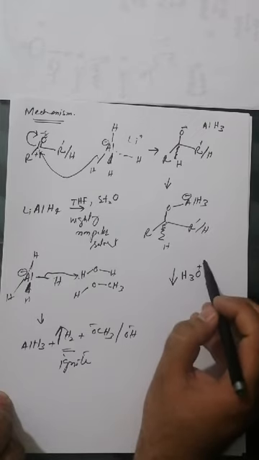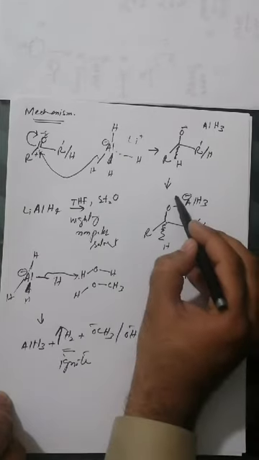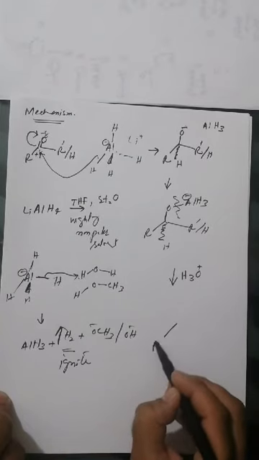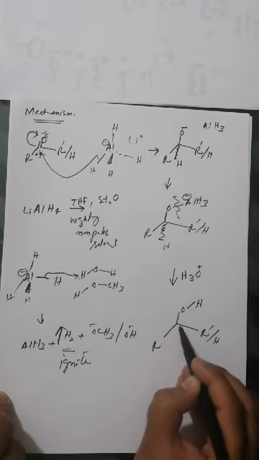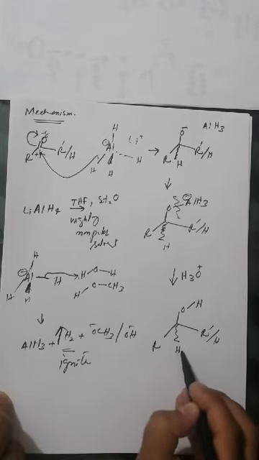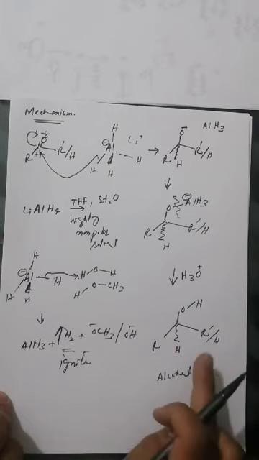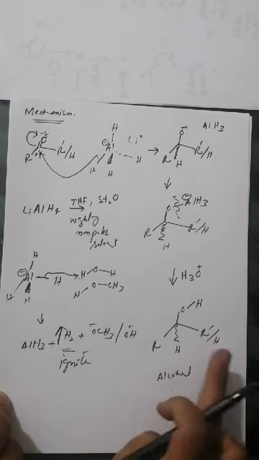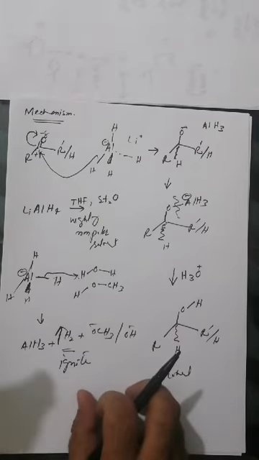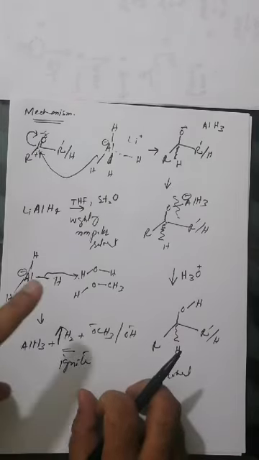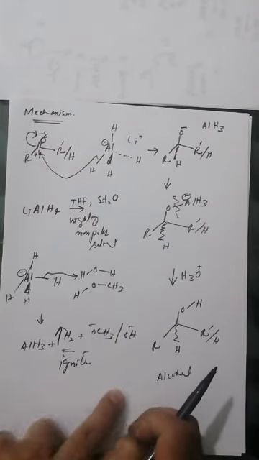So what happens when you perform the hydrolysis? Finally you get your reduced product. What is the name of this reduced product? It's alcohol. In case of aldehyde, you will have primary alcohol. In case of ketone, you will have secondary alcohol. So aldehydes or ketones get reduced on reaction with lithium aluminum hydride to alcohols.